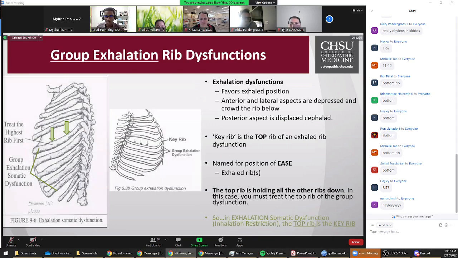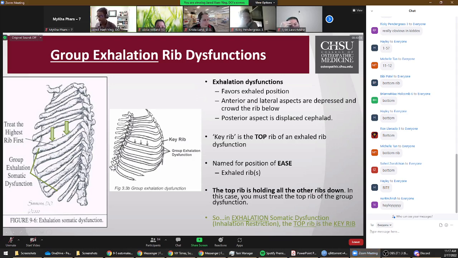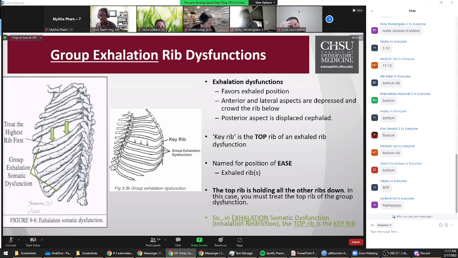I couldn't figure out how to make this one go quicker. But yep, so we're going to have that group exhalation, which means treating that topmost rib. The top rib is holding everything down. So you treat that top rib and then everything else can come back up into normal inhalation. Exhale, perfectly fine. Exhalation dysfunction. Inhale, you're restricted, right? Perfect.